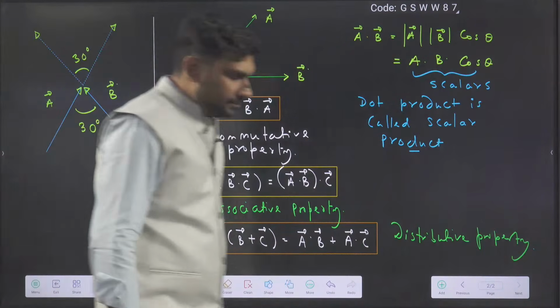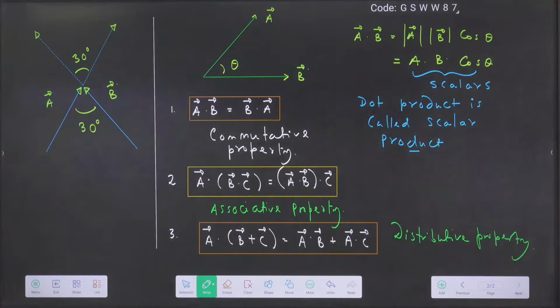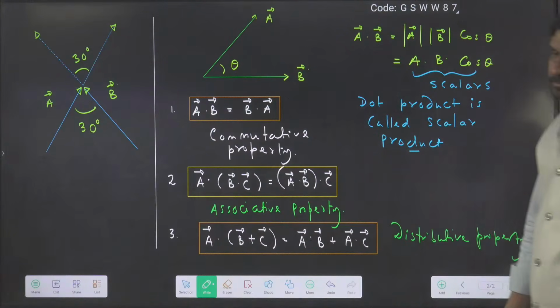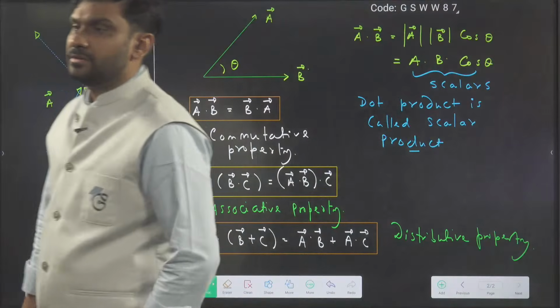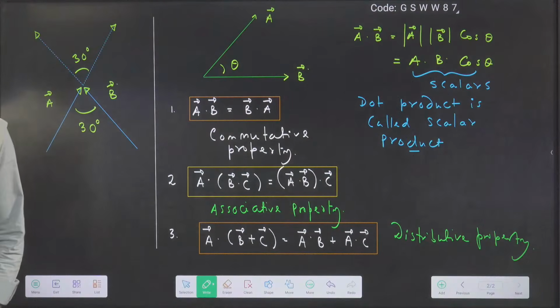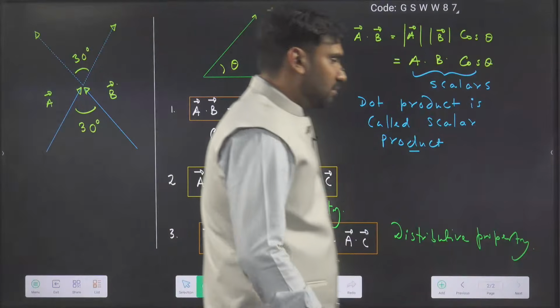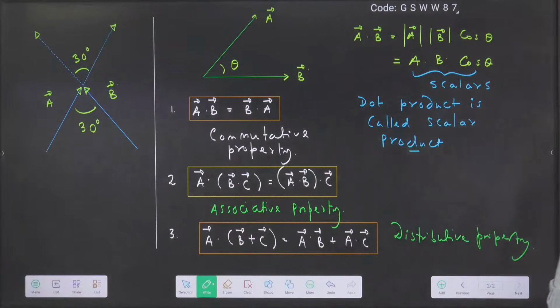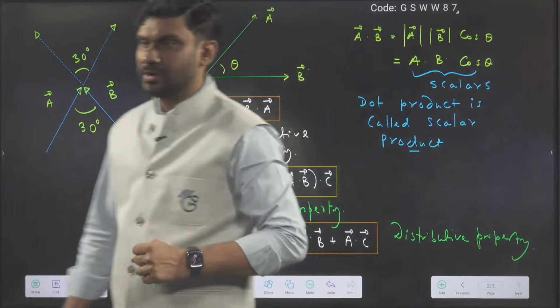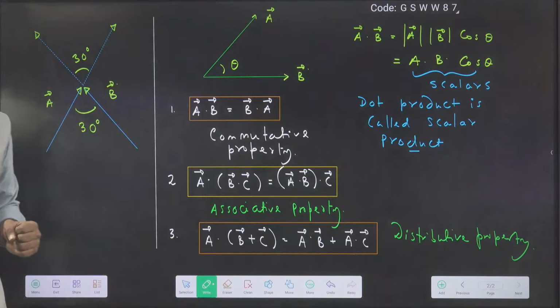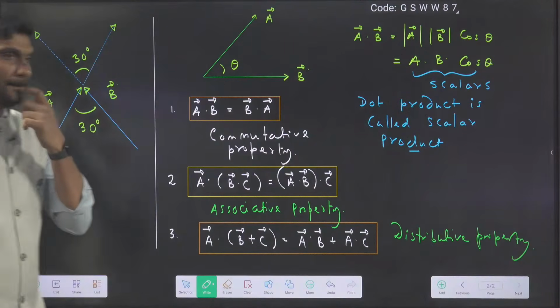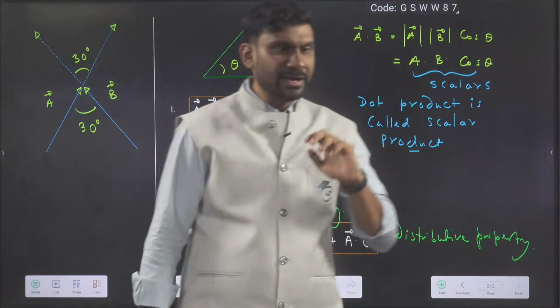Yeah, very good. Right, Vaishnavi? So 3 properties it is following. One is commutative property. Next is associative property, and the third one is called distributive property. Correct? Fine. Clear, everyone? Right? Okay. Very good. Let's move ahead.